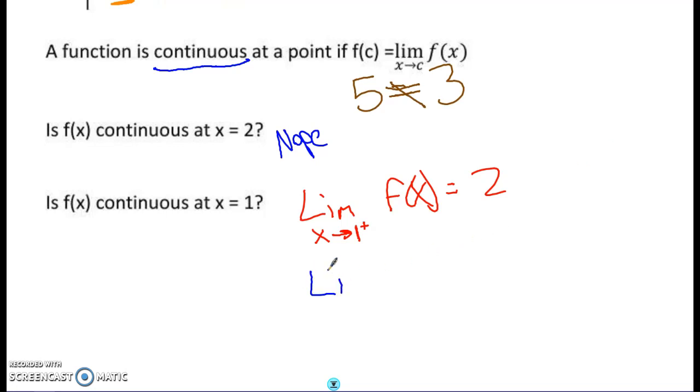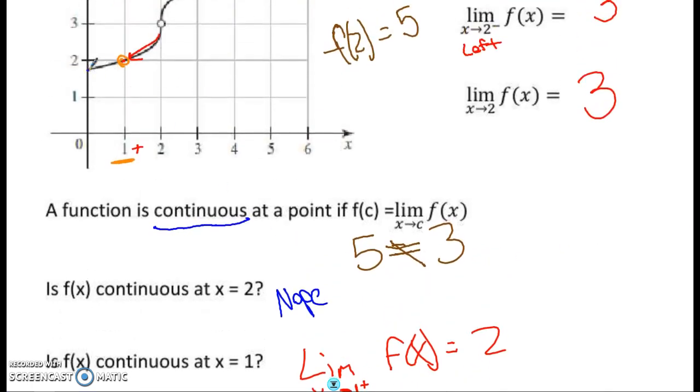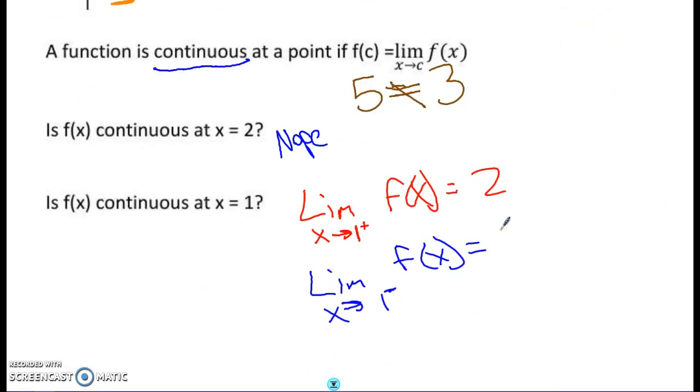We can also do the limit as x approaches 1 from the negative side. From this graph, if we're coming from the left side, from the negative side, it looks like it's going towards y equals 2. So the limit as x approaches 1 of the function f of x is 2.